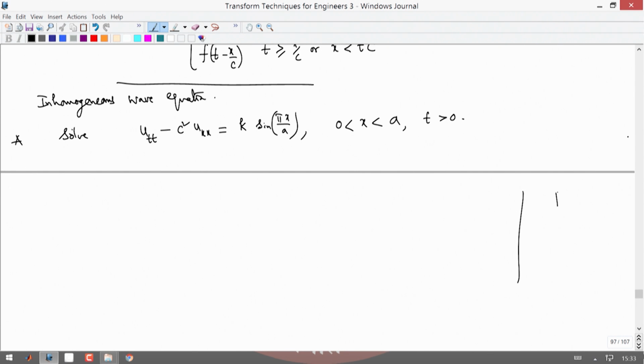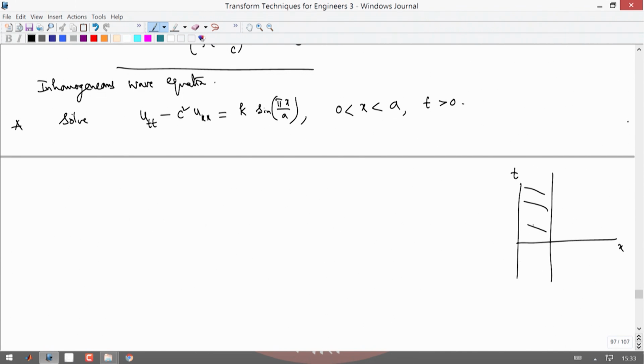If you have this as x and this as t, you have this strip. Your equation is valid here. T is positive, so you have only up to here. So, this is your strip, and these are your boundaries.